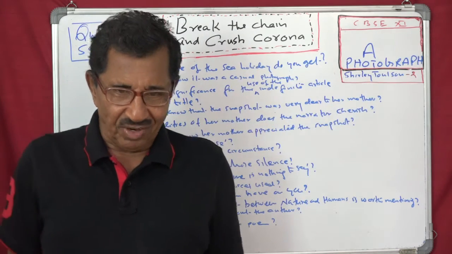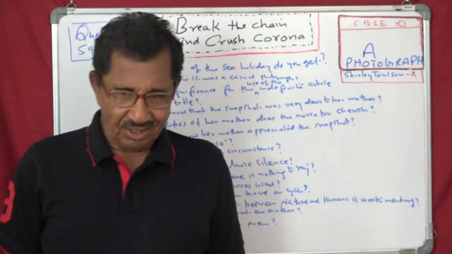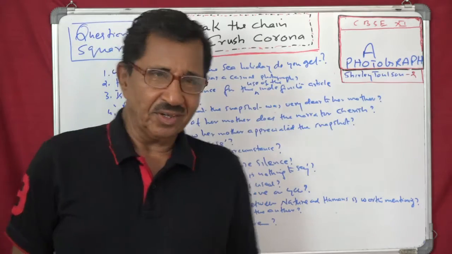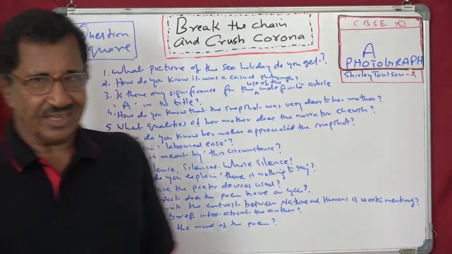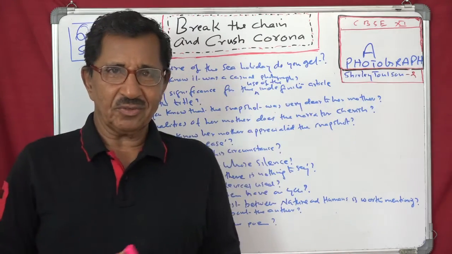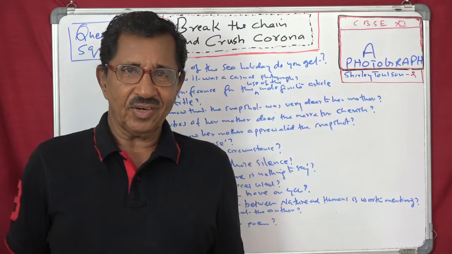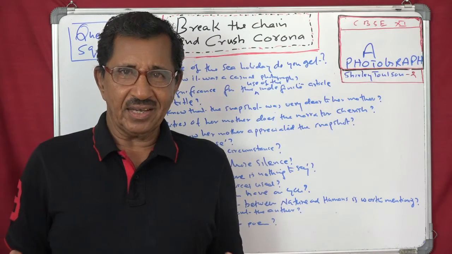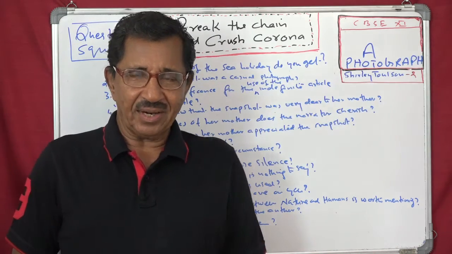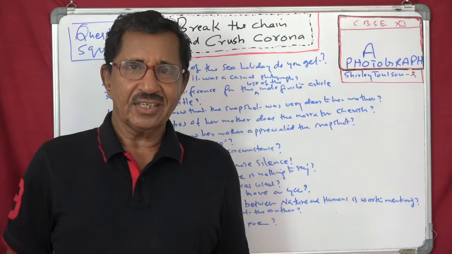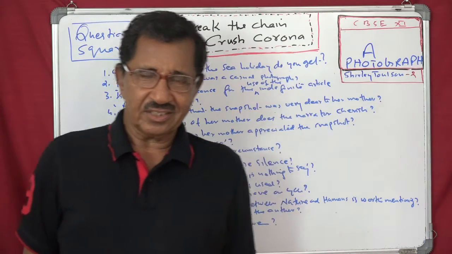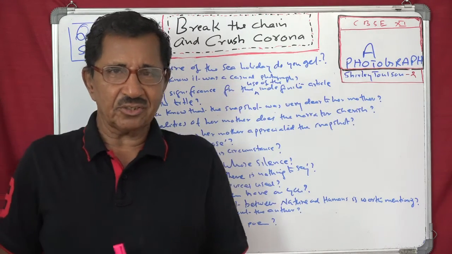First question: what picture of the sea holiday do you get from the poem? You get the poet's mother, 12 years old, and her two cousins, Betty and Dolly. They were holding her hands. They were paddling. Paddling means walking barefoot along the seashore, in the shallow water.